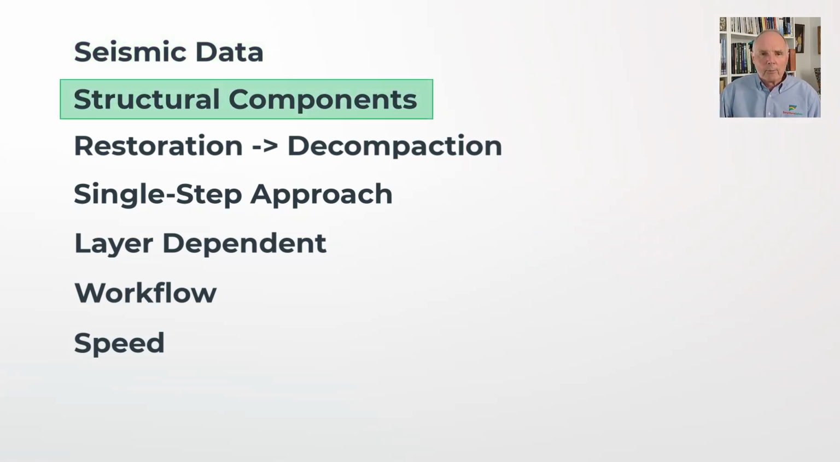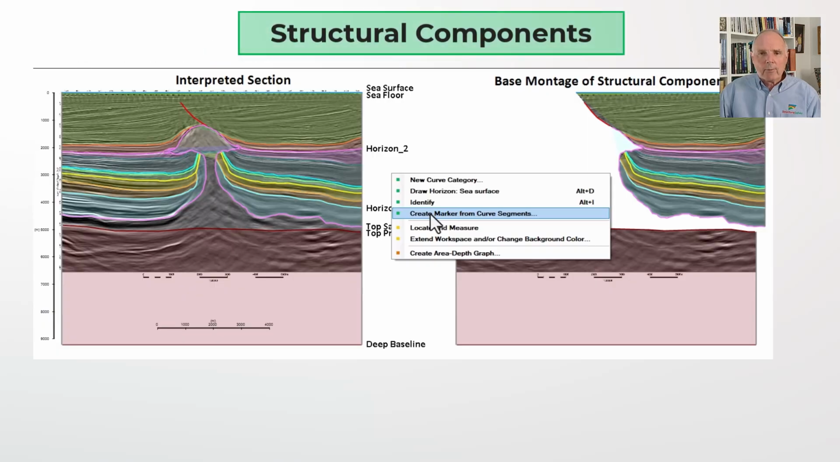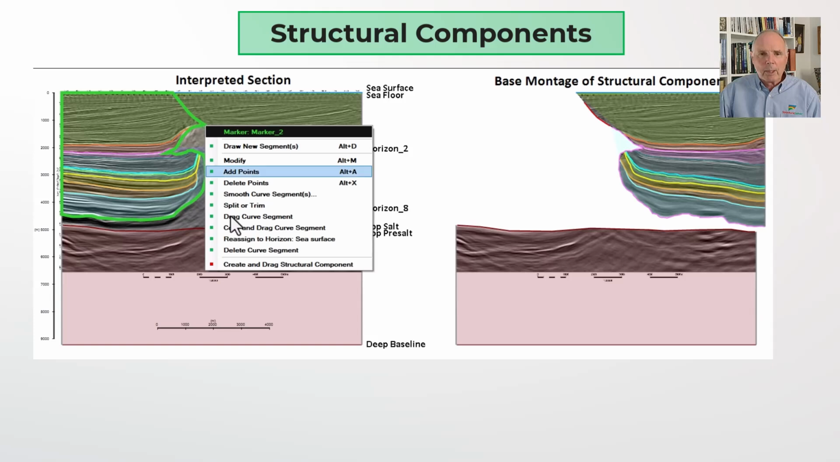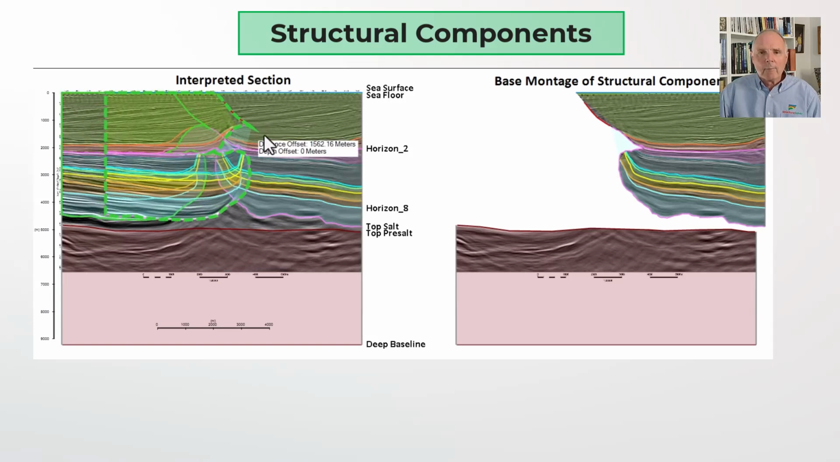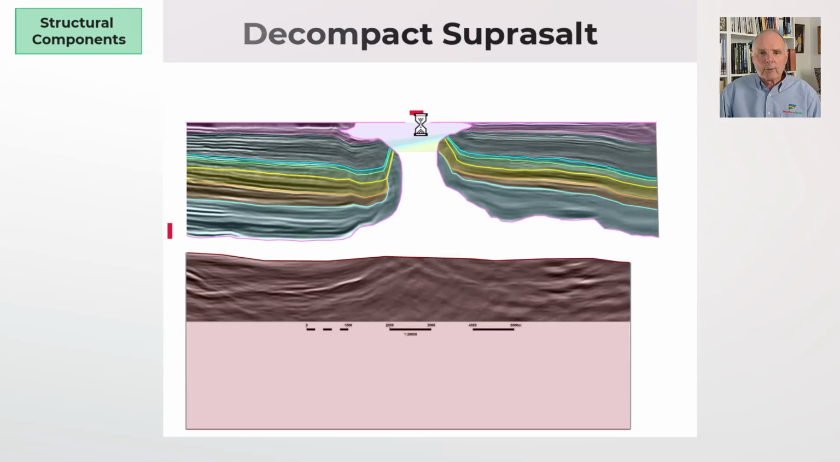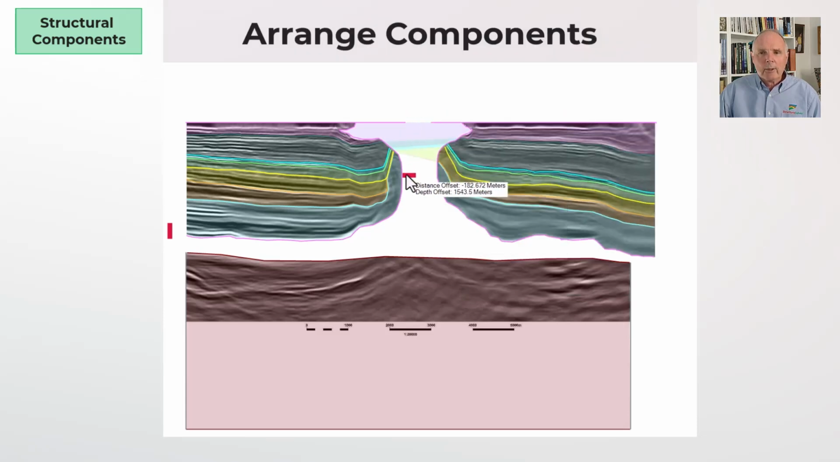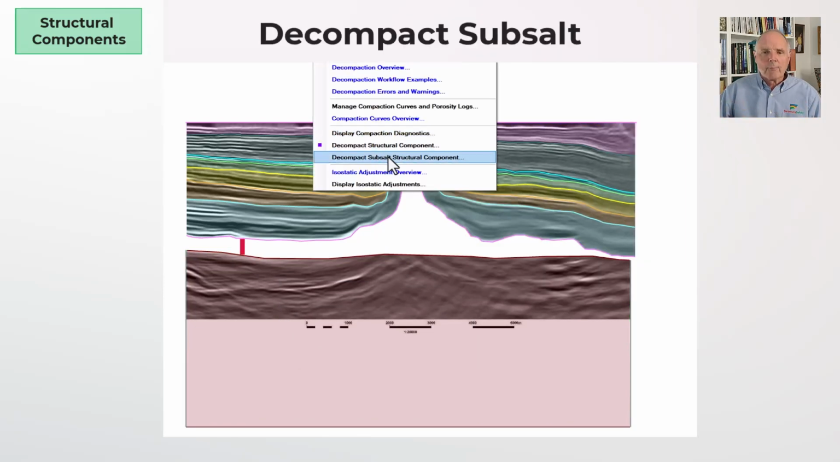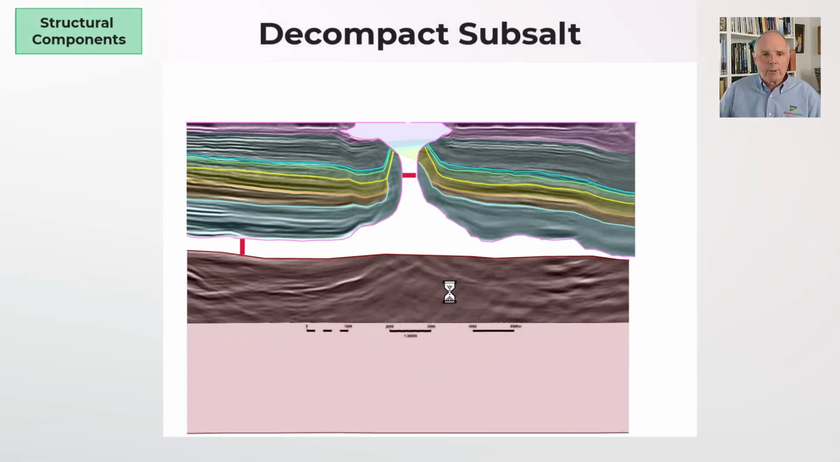Use of structural components. We implement restoration and decompaction for individual structural components rather than for entire sections. Individual structural components are typically bounded by major faults, salt boundaries, or welds, but may have minor internal faulting. You can very flexibly define structural components and group them together. You can restore and decompact suprasalt and subsalt components one by one, and then rearrange the final components to account for salt mobility.